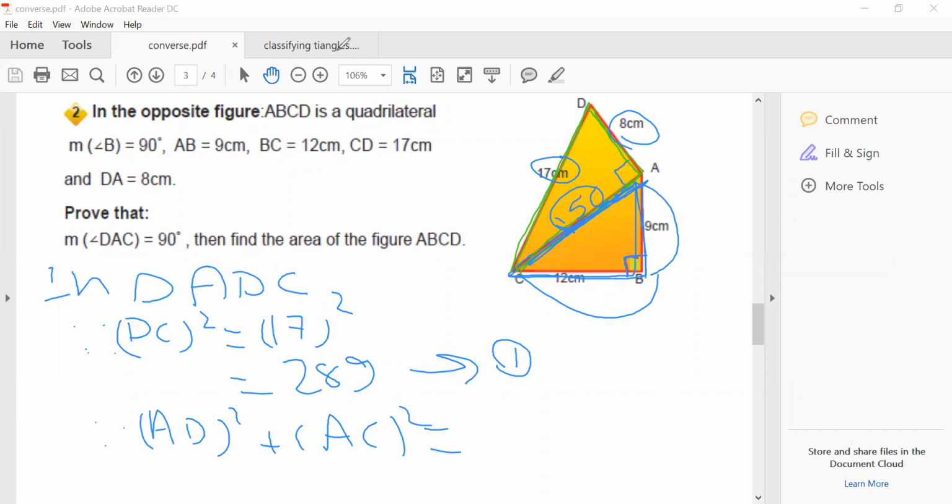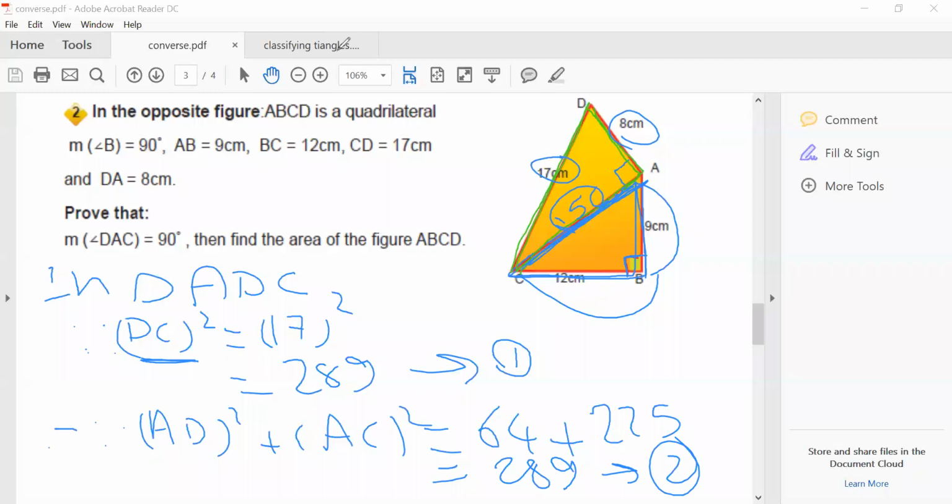AD, 8 to the power of 2, which is 64. And 15, 15 to the power of 2, 225. When you add 225 plus 64, you will find it is 289. This is number 2. Then I will tell him from 1 and 2, DC square equals AD square plus AC square. Therefore, the angle which is opposite to the longest side, which is angle A in this case, equals 90 degrees. Any problem in it? This is the idea of the whole lesson. The whole lesson is the same idea.